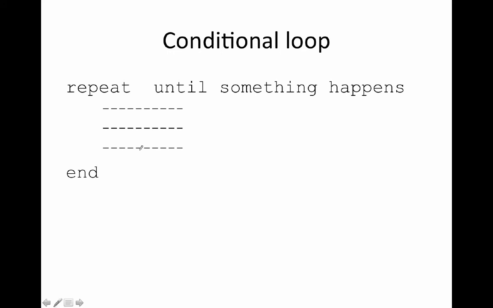A conditional loop, on the other hand, is repeat until something happens. So you do the statements in the action once, and you check: did something happen yet? If it didn't, then you execute the statements again, and then you check: did something happen yet? If it didn't, then you execute the statements again. So you keep repeating the action in the loop until something that you specify actually happens. So ahead of time, you don't know how many times you're going to repeat the action.